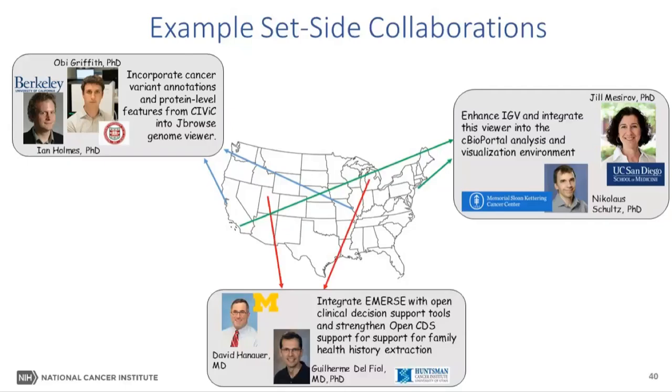The third example I'll mention involves a collaboration between David Hanauer, who, as I mentioned, supports EMERSE, and Guilherme Del Fiol and his team, who are supporting the Open Clinical Decision Support tool at the Huntsman Cancer Center. And through this collaboration, they're integrating EMERSE with the Open Clinical Decision Support tools to strengthen Open ODS and its support for family health history data extraction.